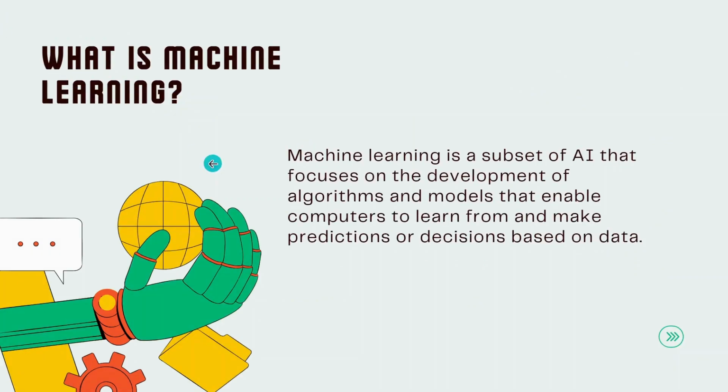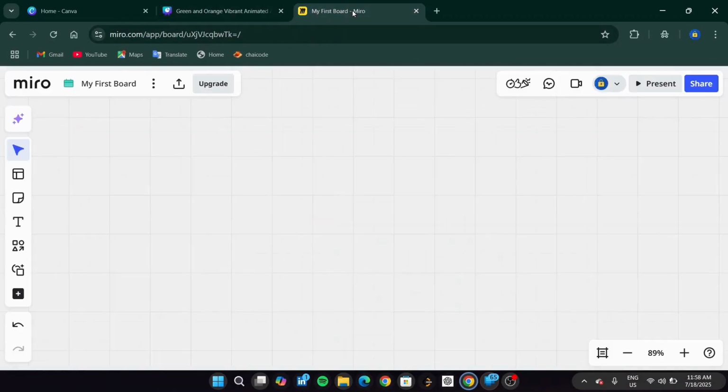Then, what is machine learning? Machine learning is a subset of AI that focuses on the development of algorithms and models that enable computers to learn, make predictions, and make decisions based on data. What does that mean? Before we understand machine learning, we should know the flow of traditional programming. I think you know what traditional programming is. I can also explain it to you on a whiteboard.